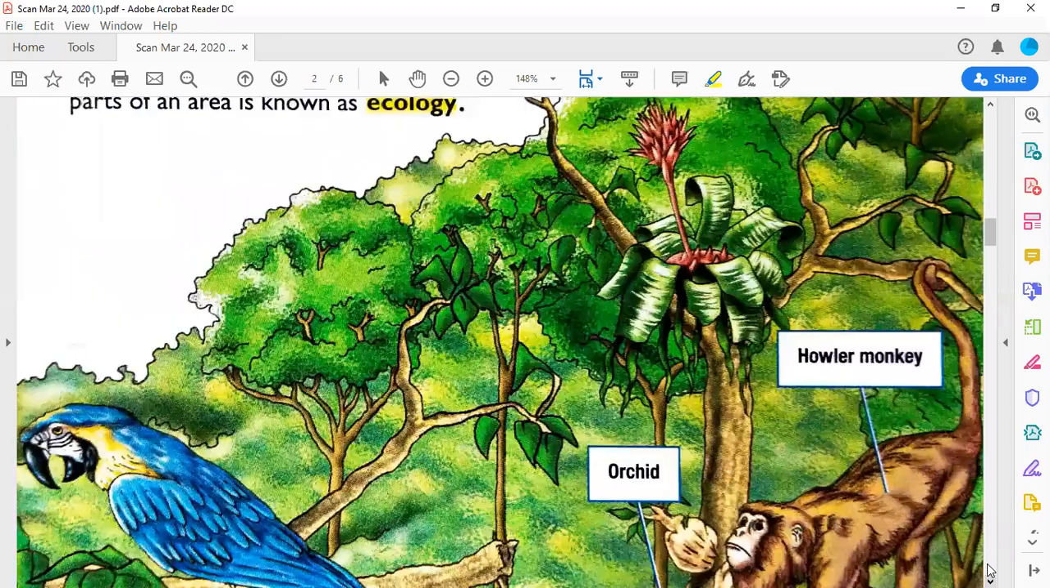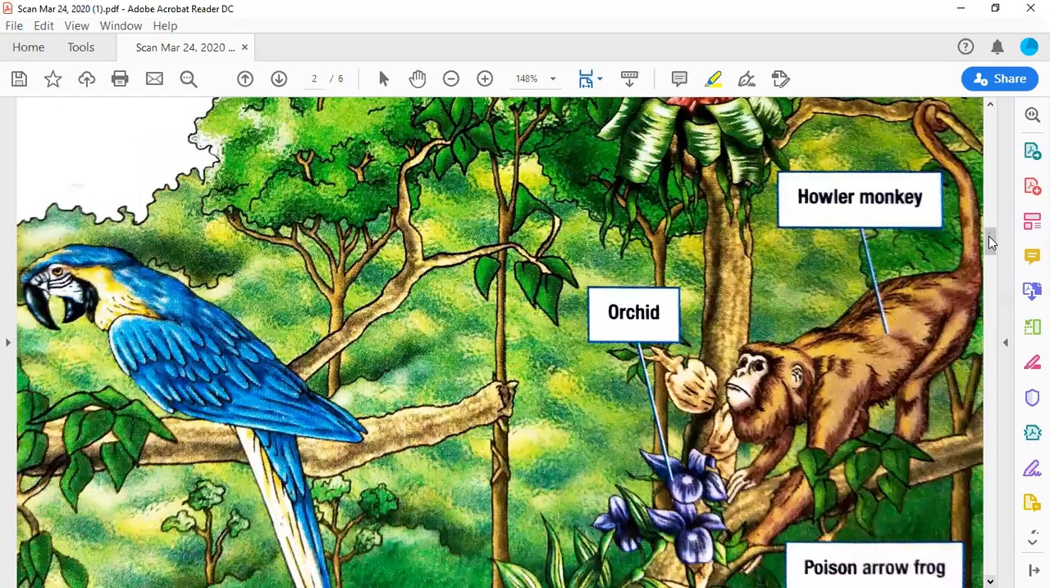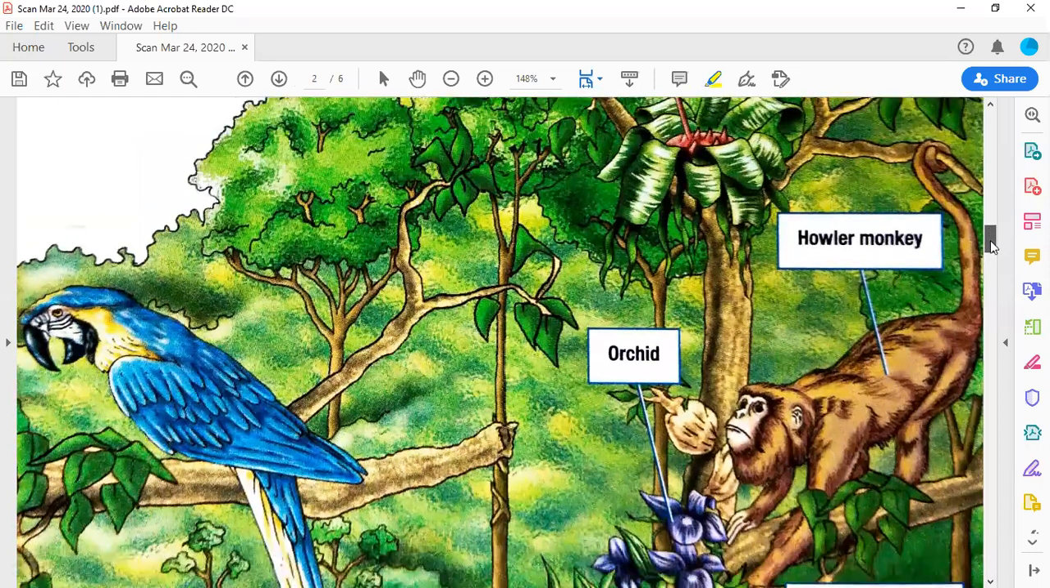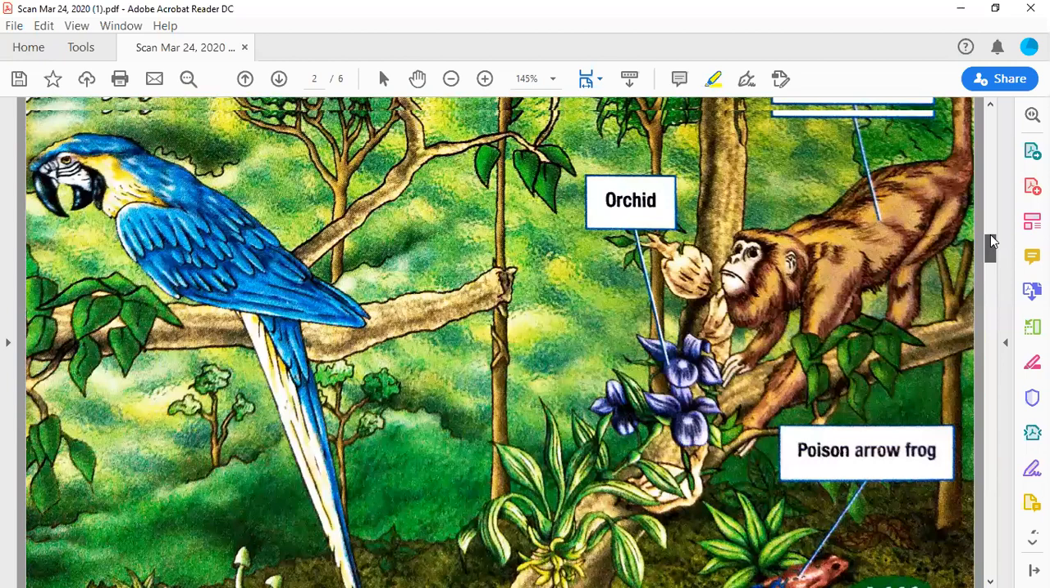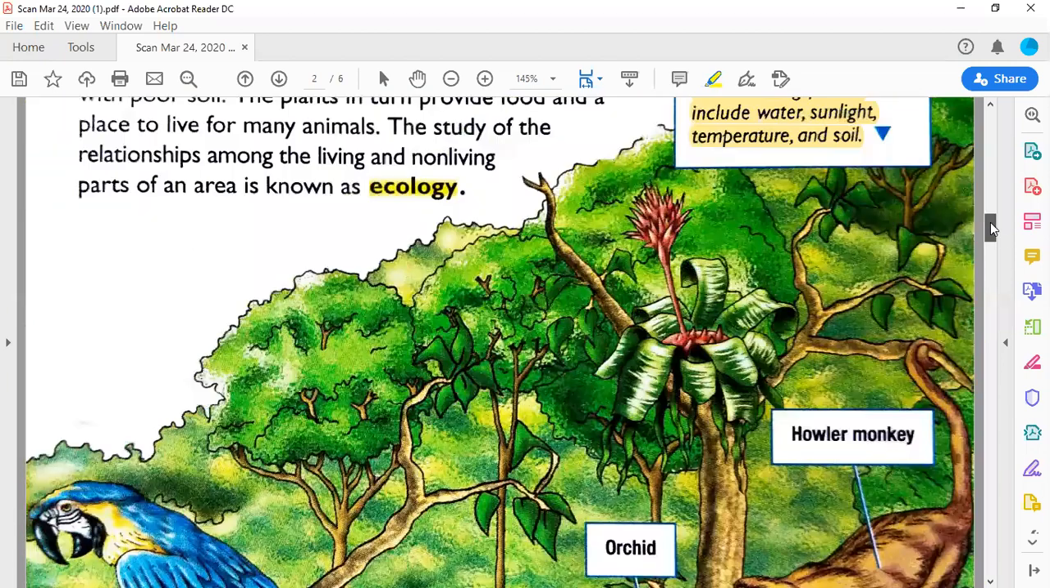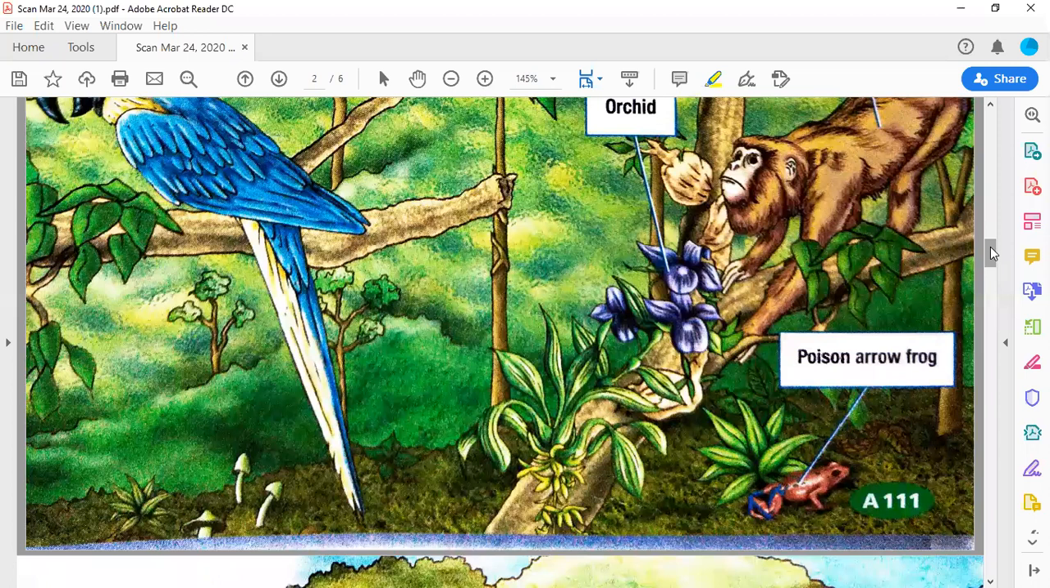I'm going to have someone read. Raise your hand if you would like to. Okay, let's stop to see the picture over here. There is a parrot, there is a monkey over there. There are also many different plants. So this is an ecosystem, okay? And the relationship all the organisms have is called ecology. An ecosystem is the place where all these non-living and living things interact, but ecology is the relationship among all these organisms. You can see a poison arrow frog as well in here.